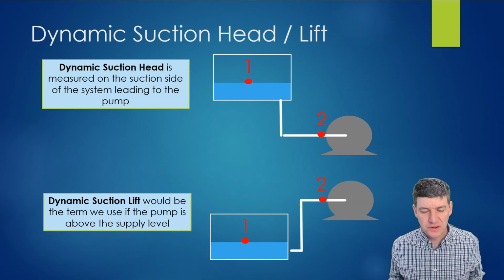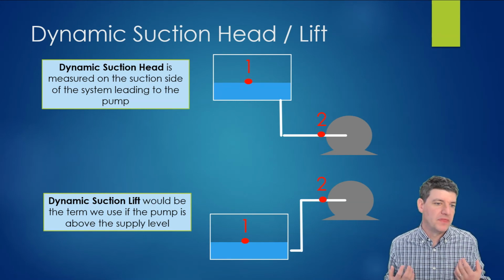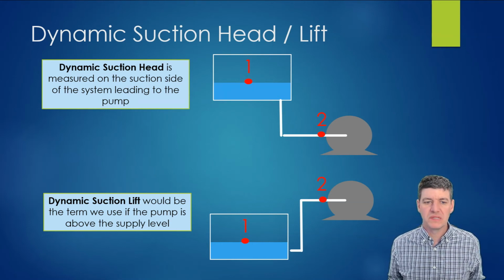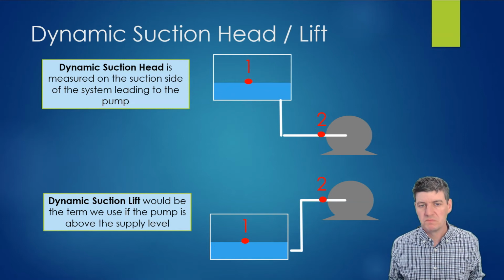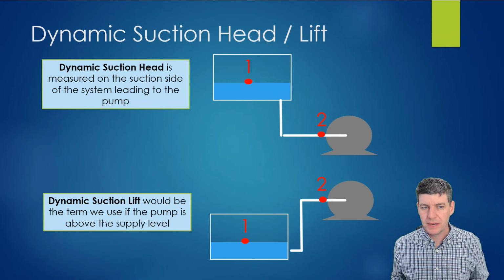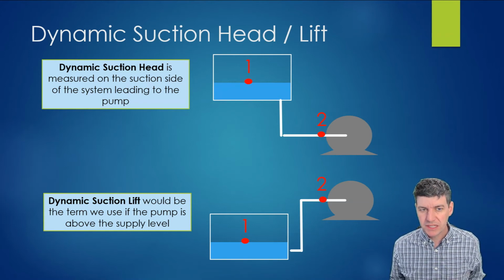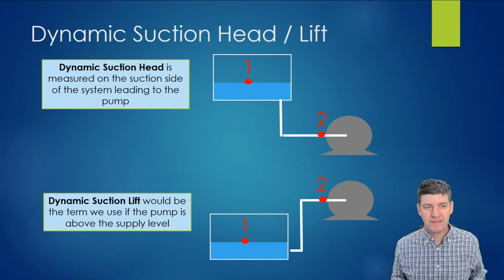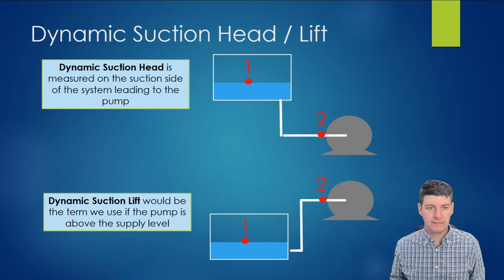Dynamic suction head is our normal case, the upper case. The dynamic suction lift would be the case where we have that reservoir or the water level is below the pump, so it has to pull that water upwards in order to make it to the pump. So they're very similar. They're both talking about the inlet side, but we often have two cases. Either we're drawing water down from the reservoir to the pump, or we're pulling water up to the pump. And then we have either suction head or suction lift to describe those two.